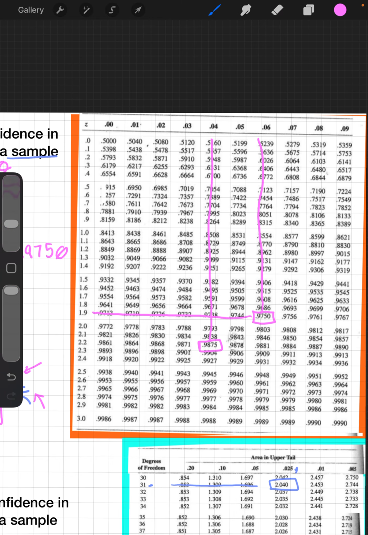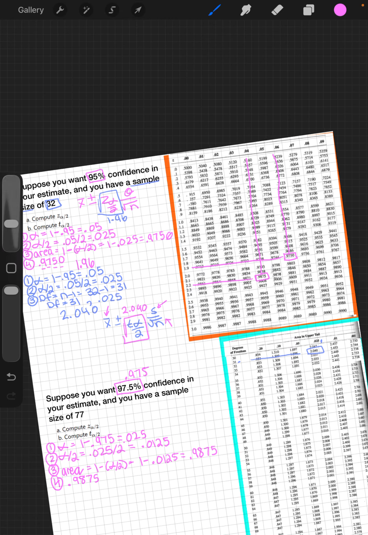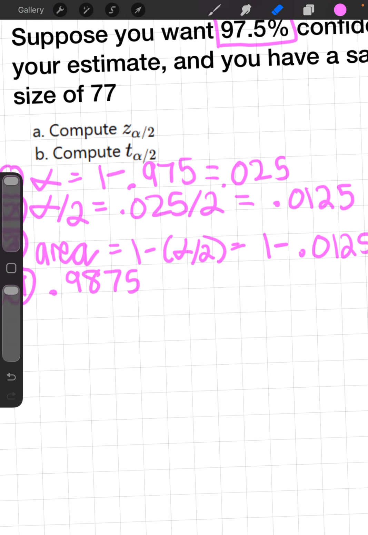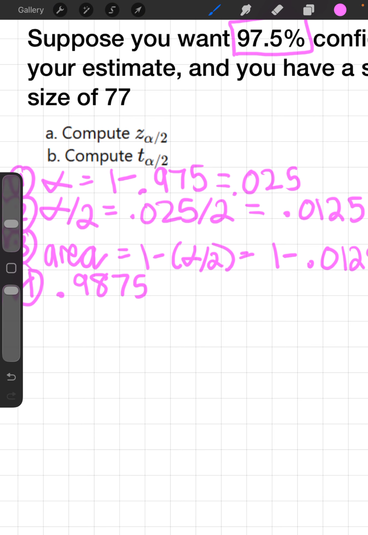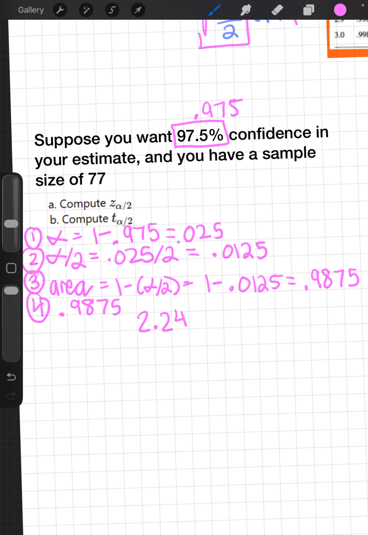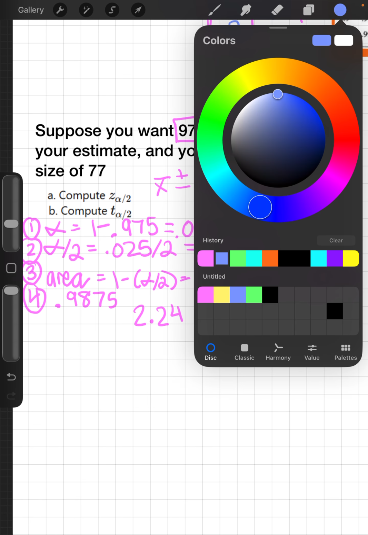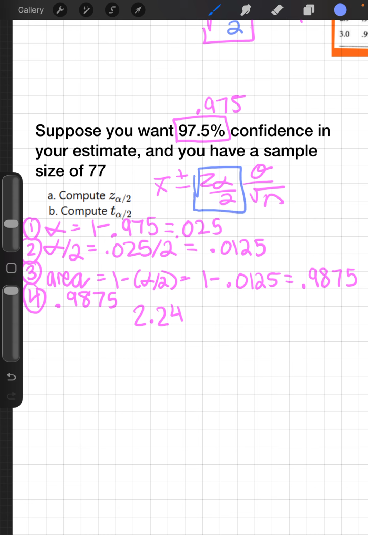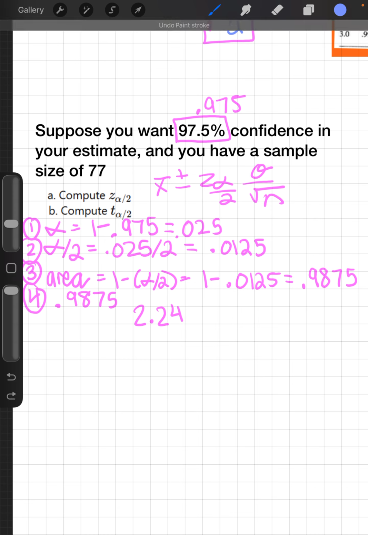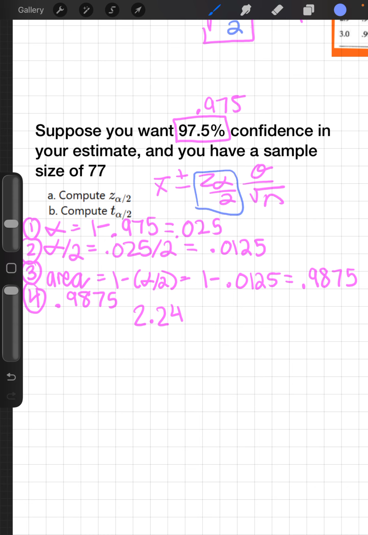I have 224. So this is 224. So in my formula, right here, I'm going to put 2.24. Yep.